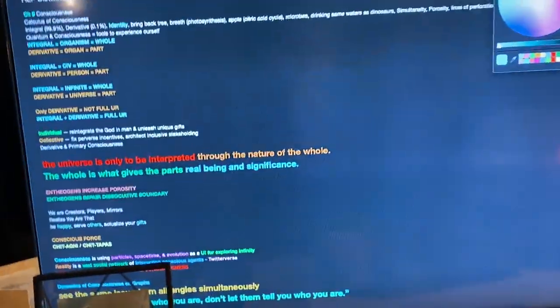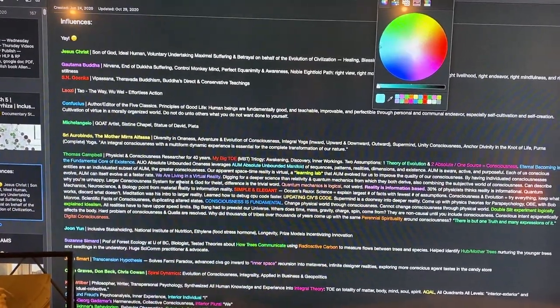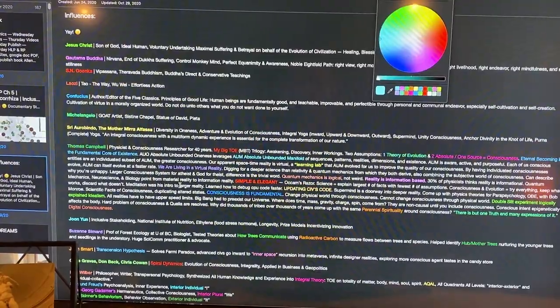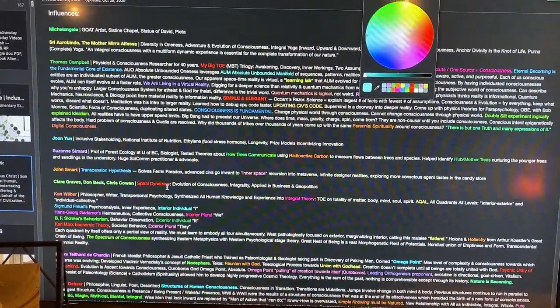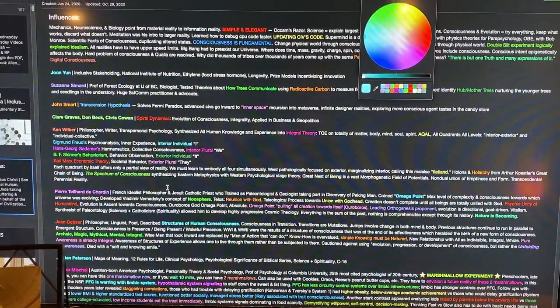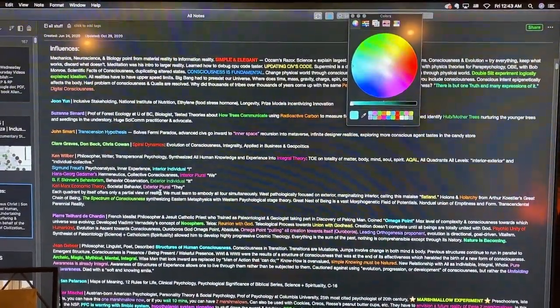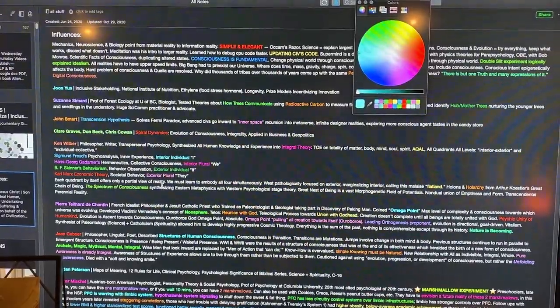I mean, I'll show you a little bit of the influences list. This is the influences list. This is where it's at right now, but I've been moving things around so much. It's crazy. Yeah, so Christ, Buddha, Goenka, Lao Tzu, Confucius, Michelangelo, Sri Aurobindo, the Mother Alfassa, Tom Campbell, with his theory of everything, June Yoon, inclusive stakeholding, Suzanne Simard, I put up so high up because I fucking love her, man. She's the one that did the radioactive carbon isotope tracing for uncovering how trees communicate via those mycorrhizal networks and a two-way resource exchange.